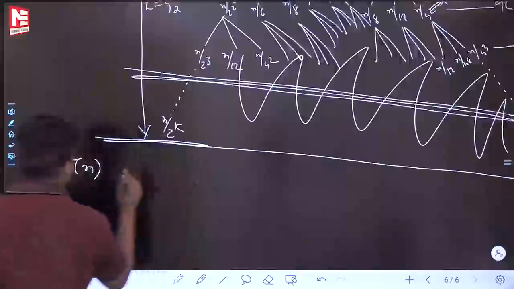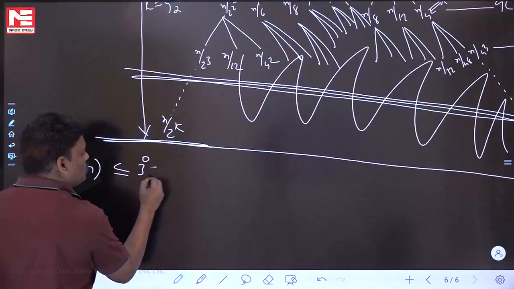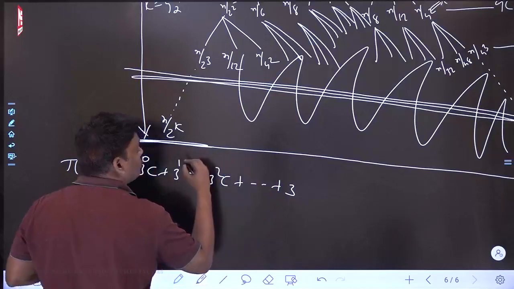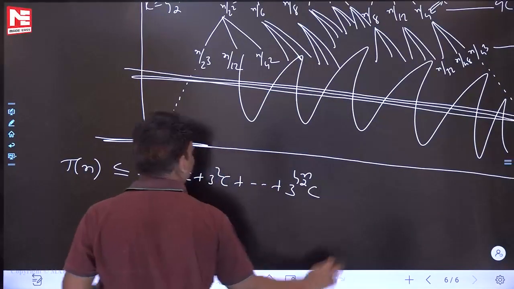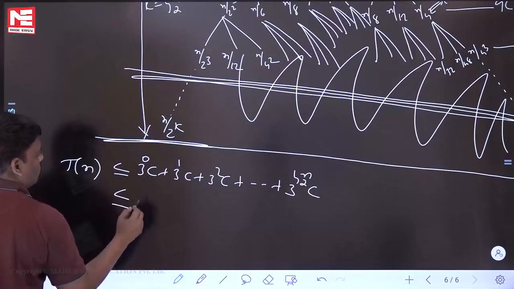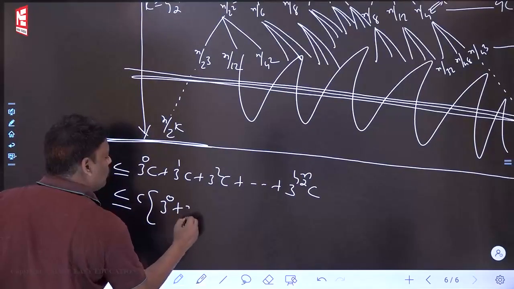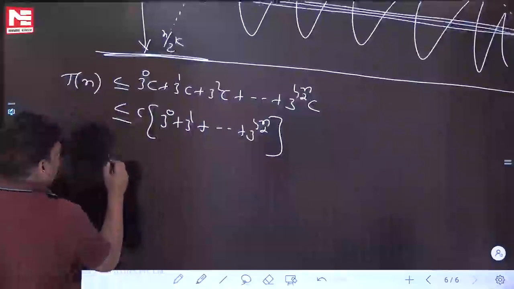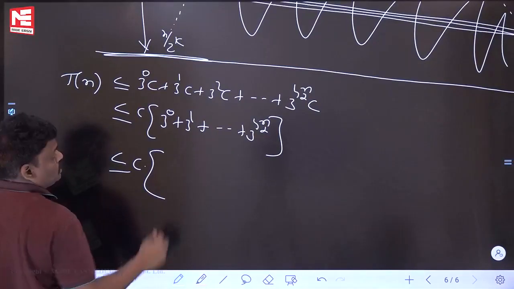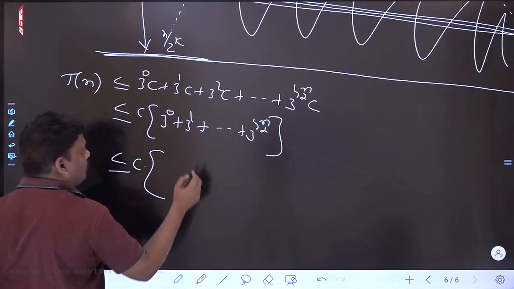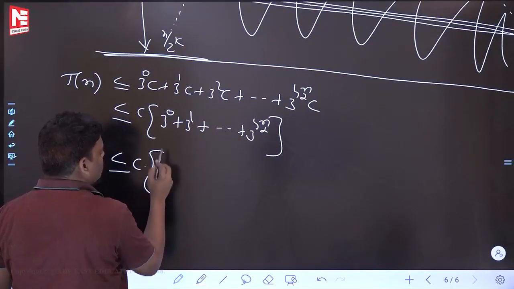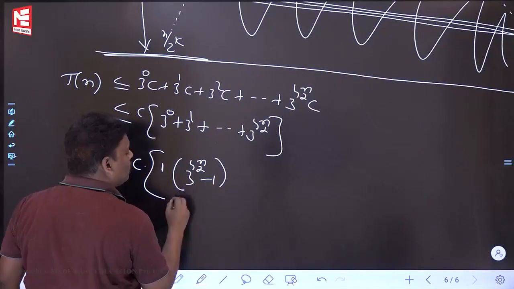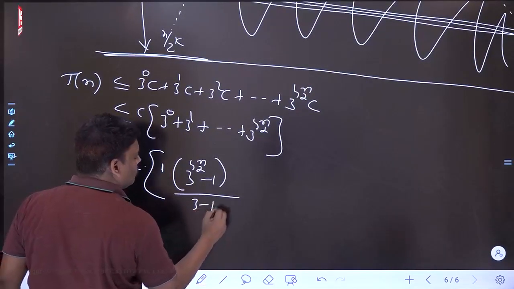You know very well. Tn is less than or equal to, what is the series? 3 power 0 c, 3 power 1 c, 3 square c, and so on. What is the last one? 3 power, what is the left height? Log n base 2 c. Less than or equal to c common, 3 power 0, 3 power 1, and so on, 3 power log n base 2. It is the GP series where r value is more than 1. So you have to calculate. What is the answer? a into r power, 3 power how many times, log n base 2, minus 1 by r minus 1. Minus 1 plus 1, don't bother.